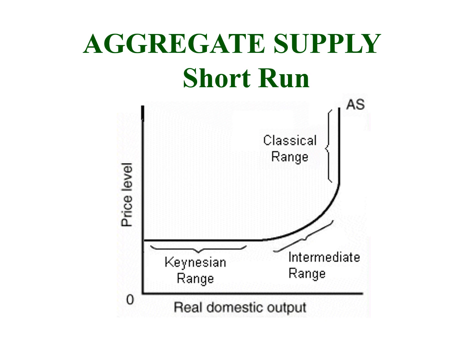So in the short run aggregate supply curve, we have what's called the Keynesian range, the intermediate or business cycle range, and then the upward sloping classical range.